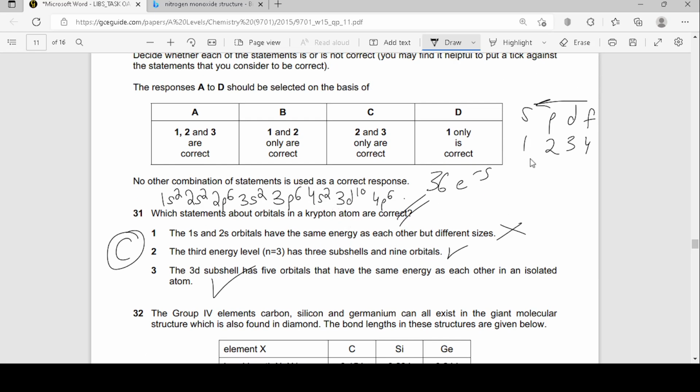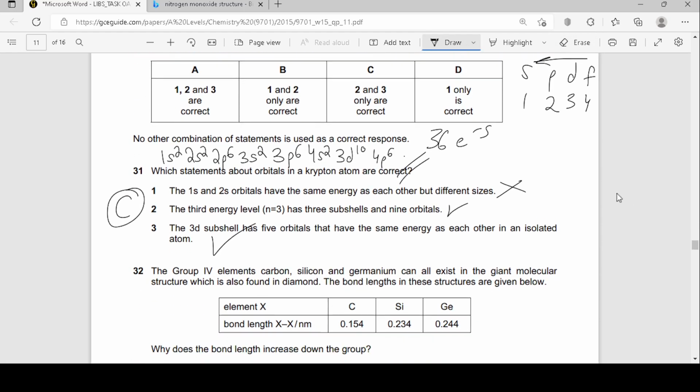So you start from 1s, then 2s, then 2p, and then 3s, 3p, and then you go to D. So D, P, S, D, P, S, F, D, P, S, F, D, P, S. That's my method of solving it. Or you could draw the triangle as well. I just get confused with the triangle, that's why I use this method. But anyways, n equals 3 has 3 subshells and 9 orbitals.